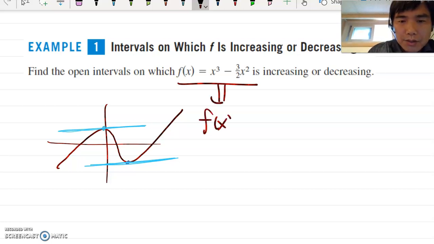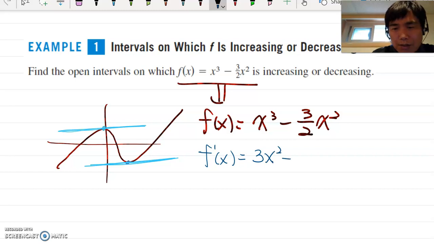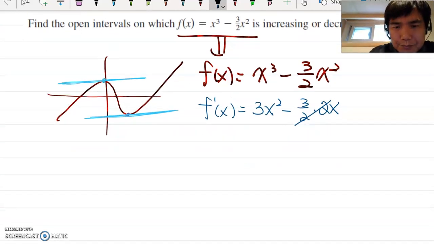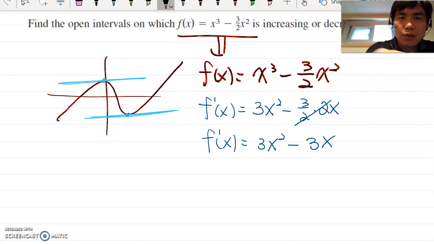So f of x equals x cubed minus 3 over 2 x squared. Now let's find f prime of x, and this becomes 3x squared minus 3 over 2 times 2x. So cancel this out. Therefore f prime of x equals 3x squared minus 3x. Okay. Now the next step, we make that equal to 0.